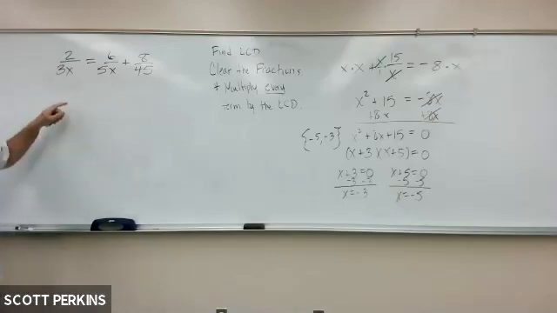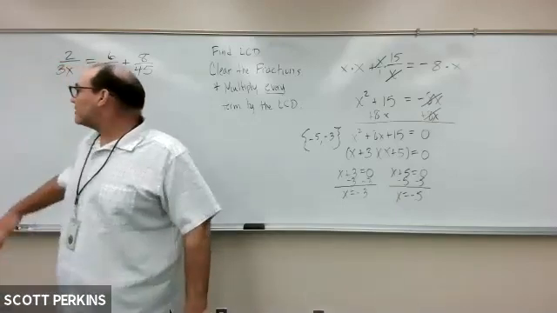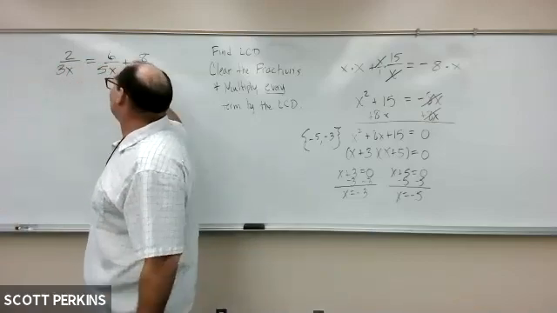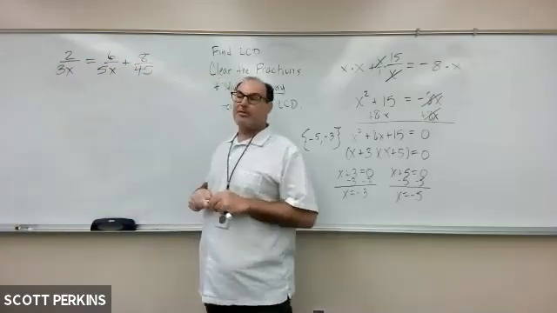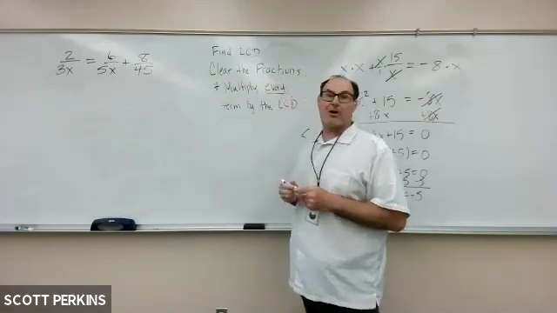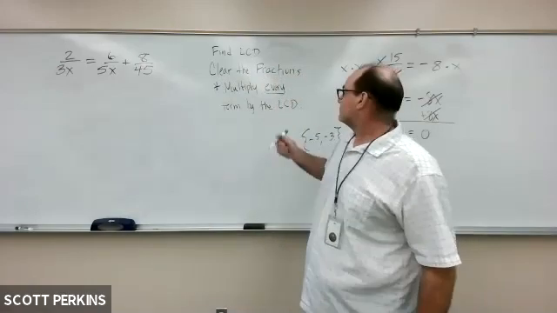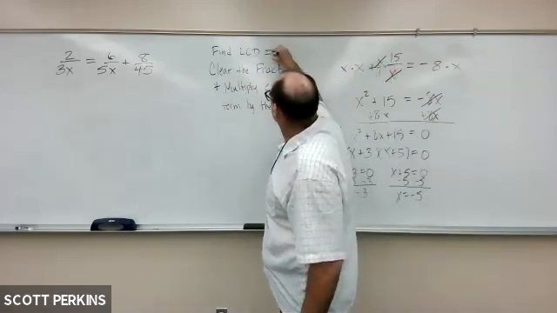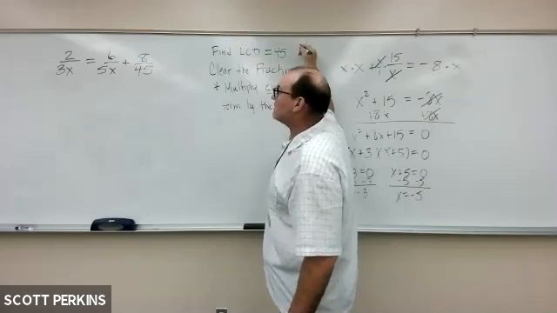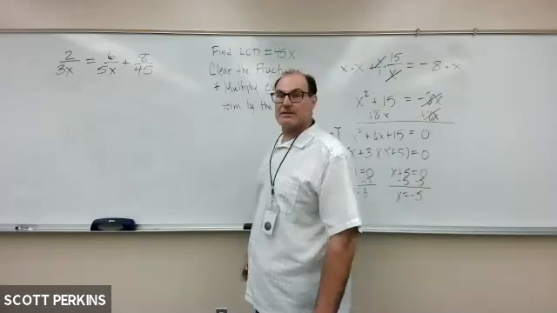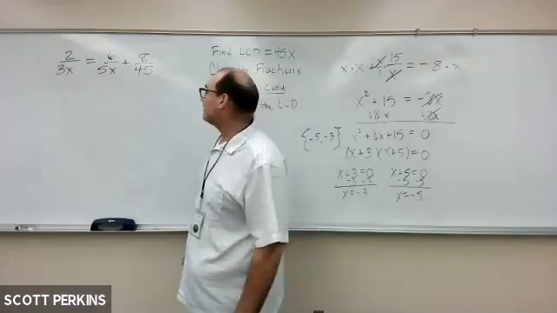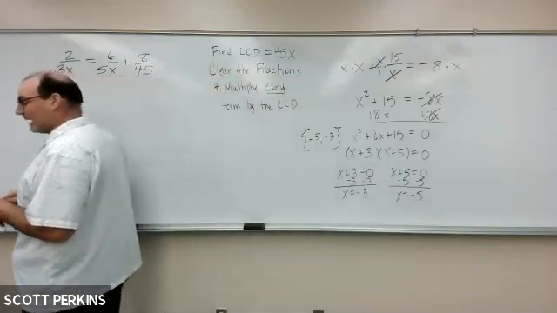Common denominator. Let's look at the numbers first. 3 and 5 and 45. What is the multiple that 3 and 5 and 45 all have in common? 45. And then we also need an x. So 45x is the common denominator.